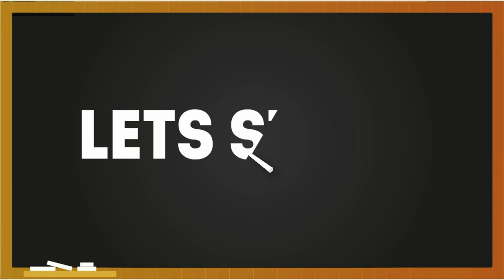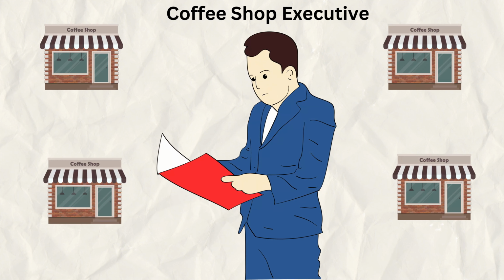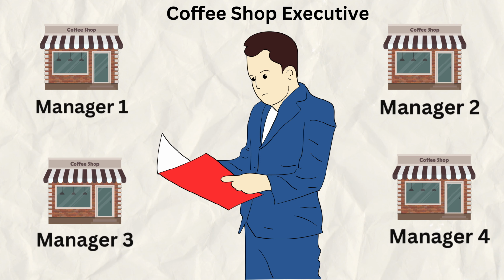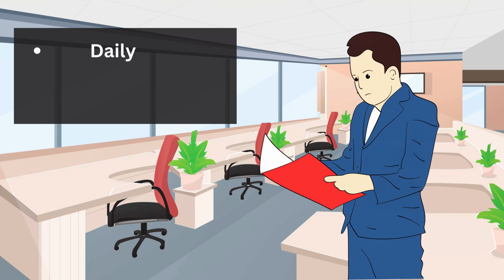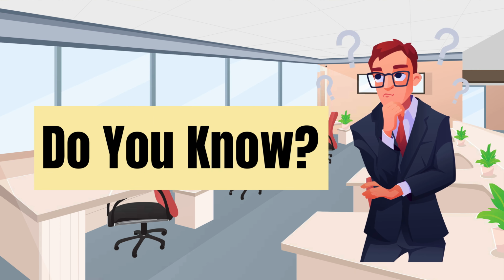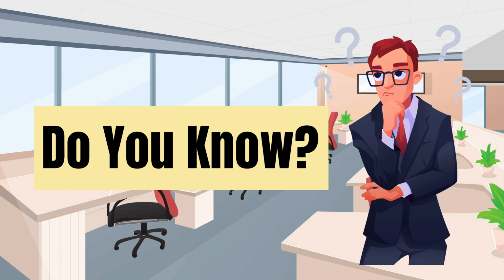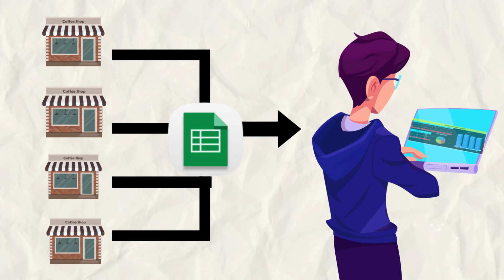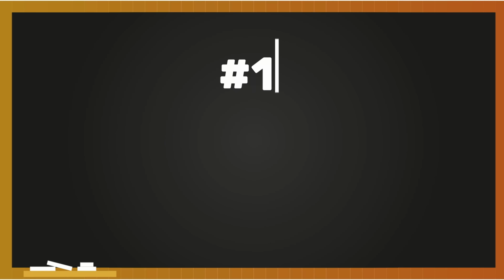Real-life example. Okay, let's start. Imagine you are in charge of a chain of coffee shops, each with its own manager. These managers track daily sales, customer feedback, and inventory levels. Do you know how all this is done? Don't worry, in this video we are going to learn this all. Our goal is to efficiently collect and analyze this data using Google Sheets.